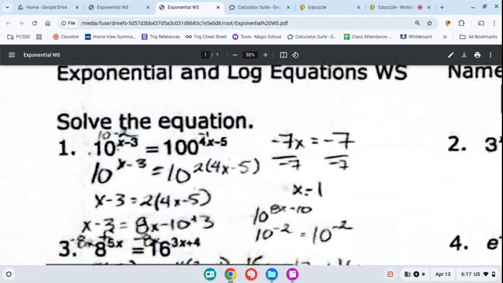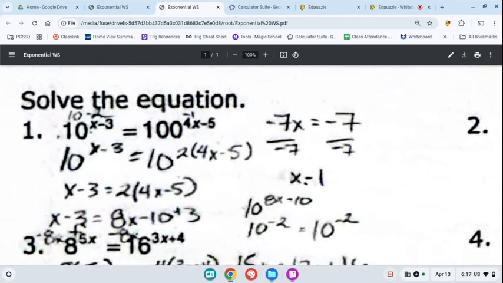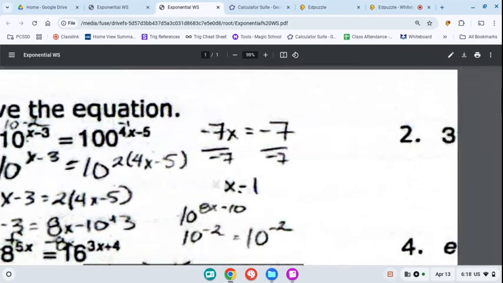So I already did number one. I think I did number one with a bunch of you guys. So here's what it looks like if you wanted to see it, where x equals 1. I go back and I check to make sure that x was 1.